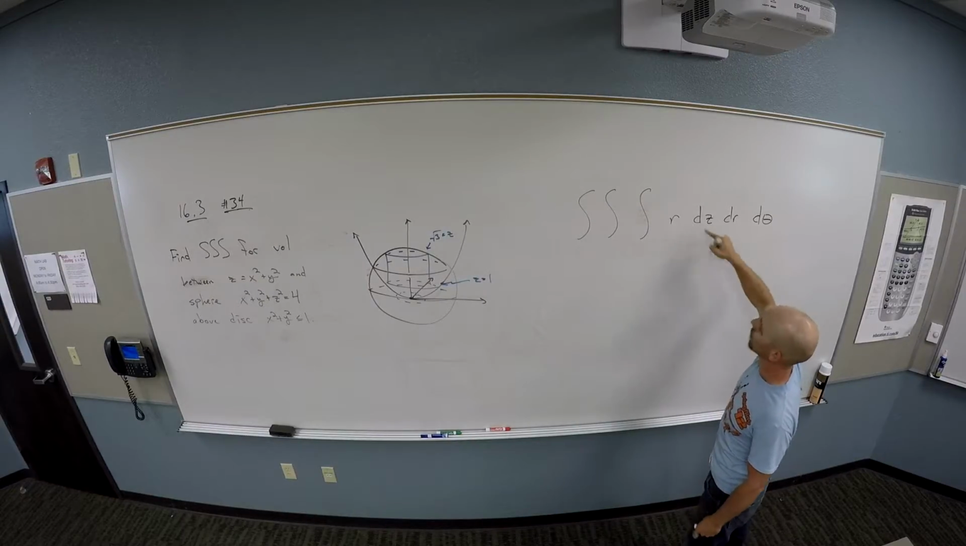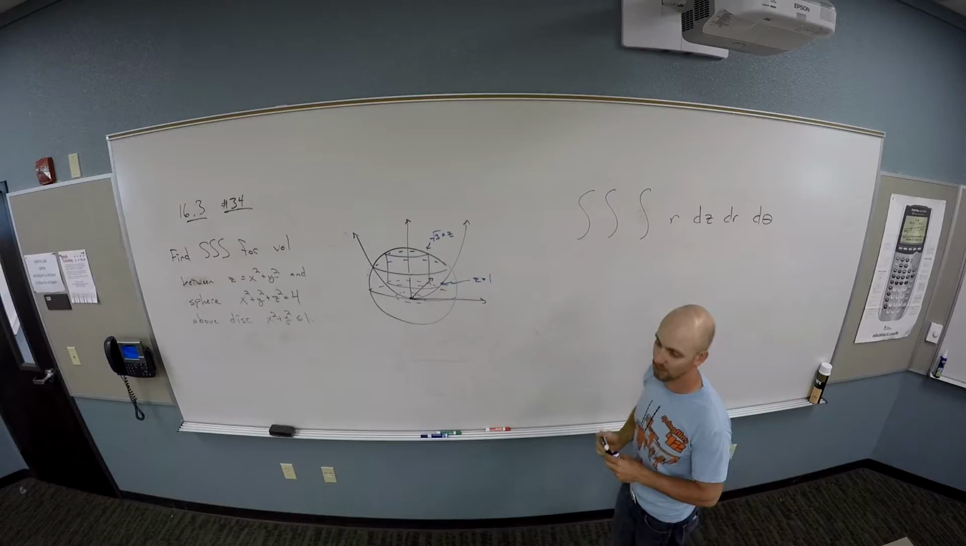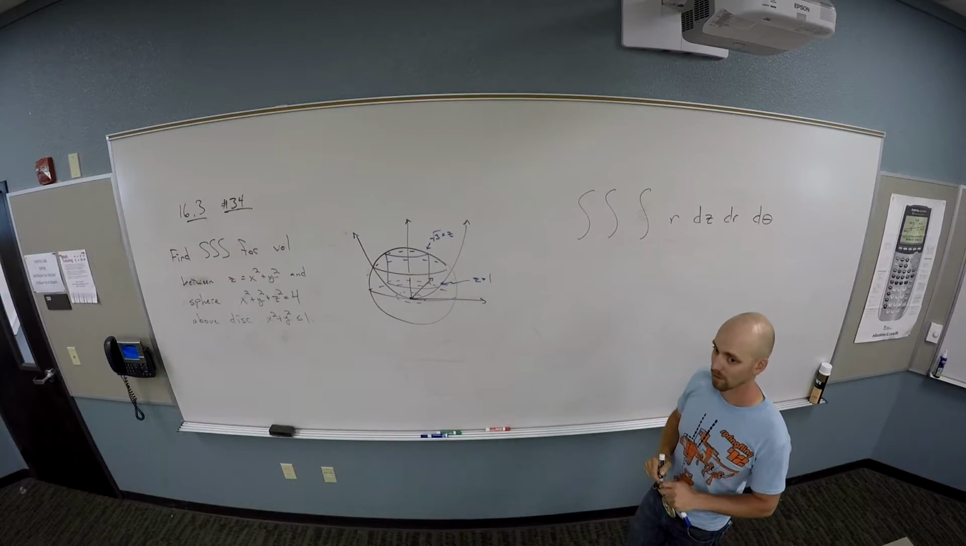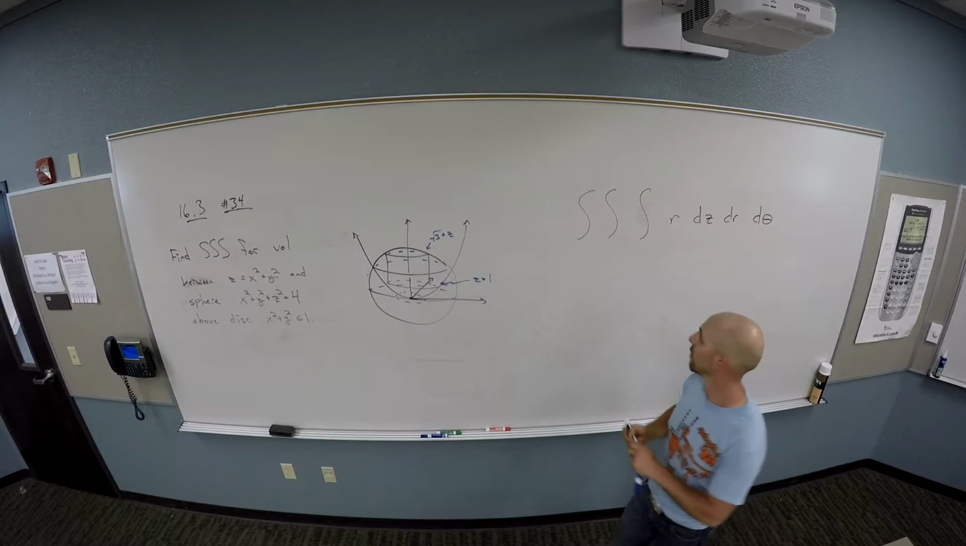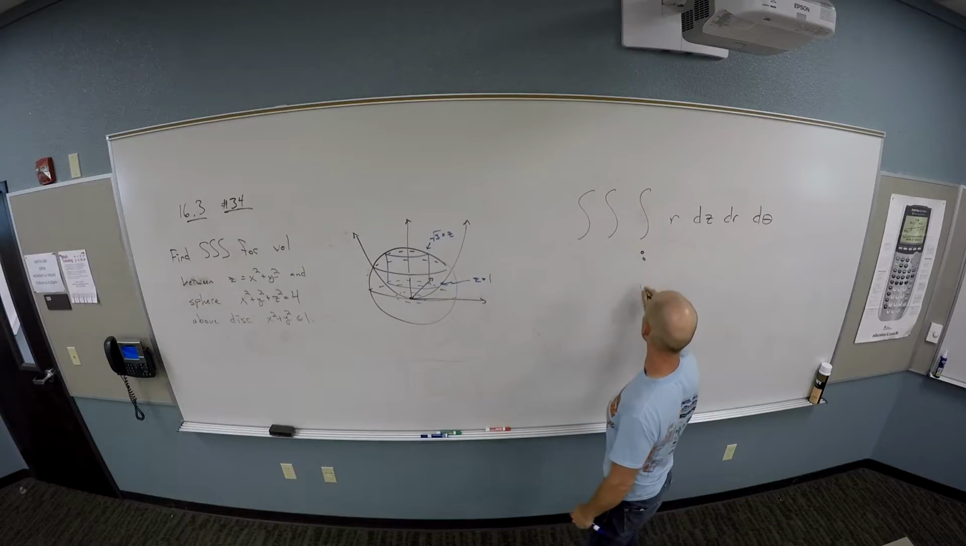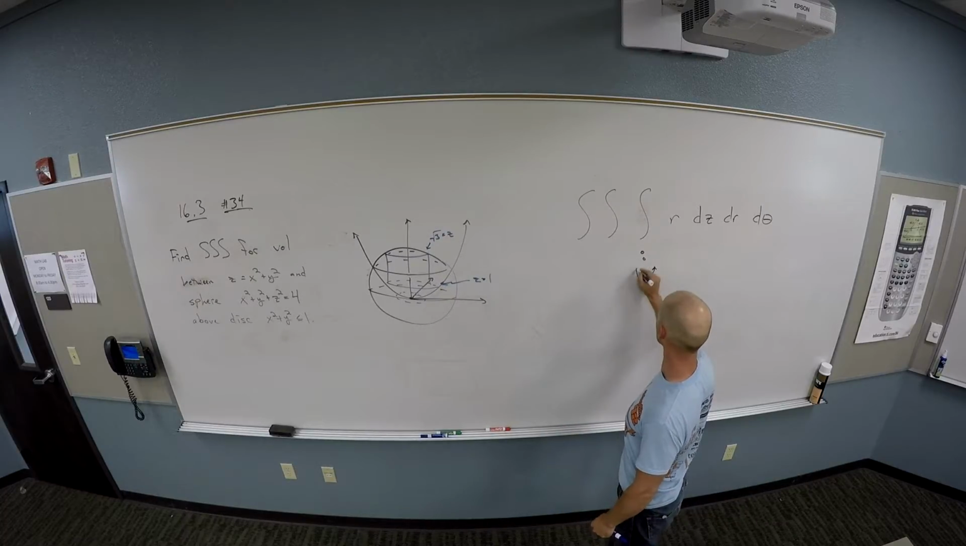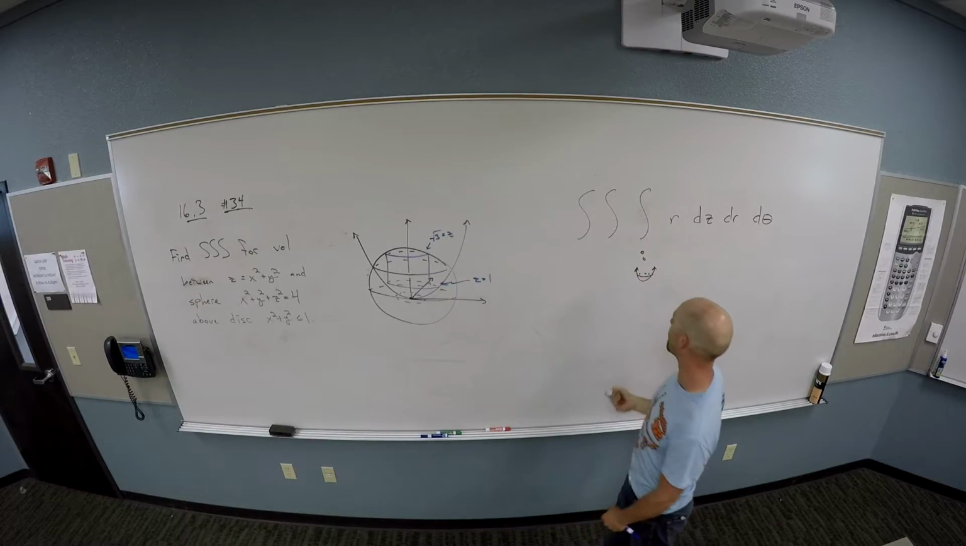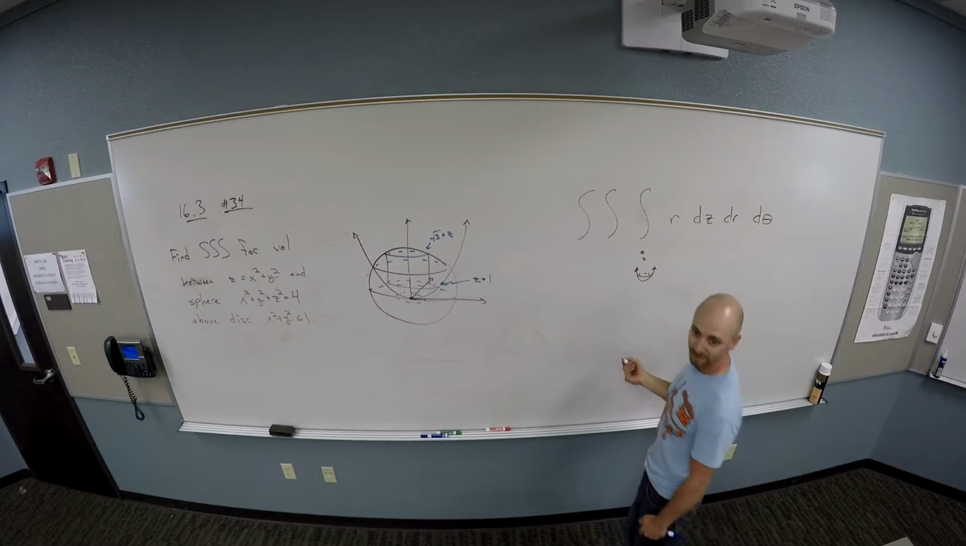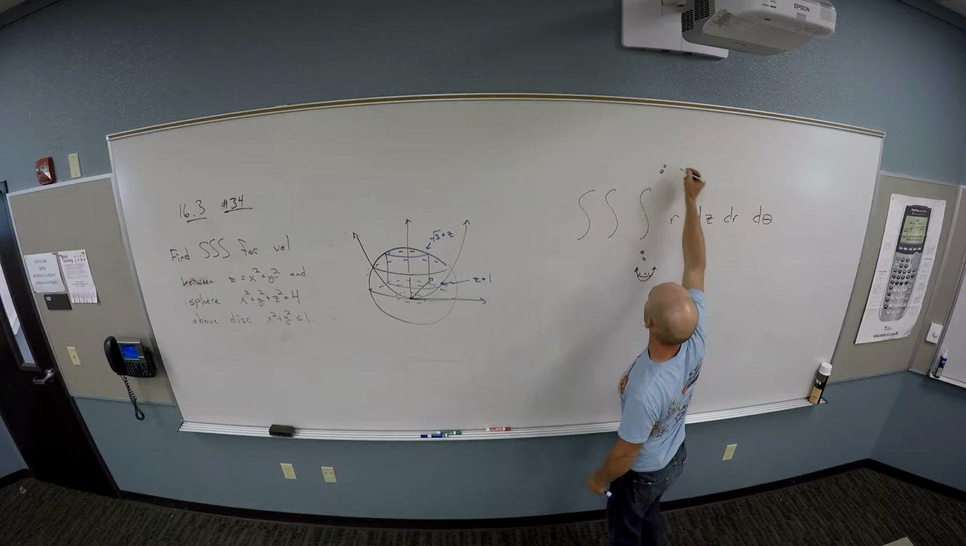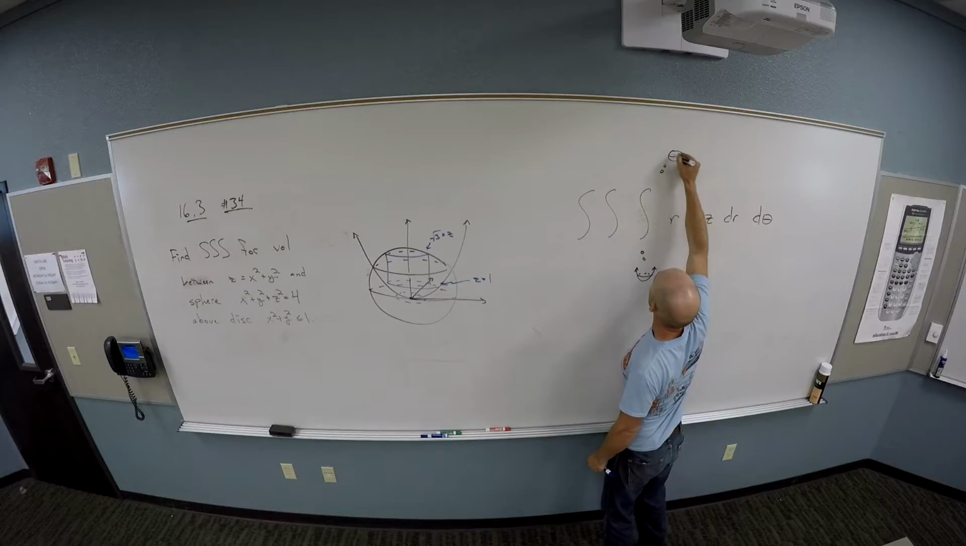Okay, so where do my Z's start? 0 to 3. Oh wait, no, they start from the parabola to the sphere. So here I'm thinking paraboloid, right? And up here I'm going to be thinking sphere.